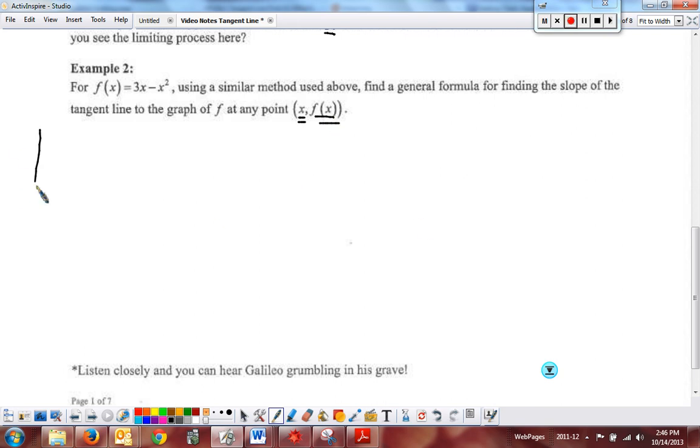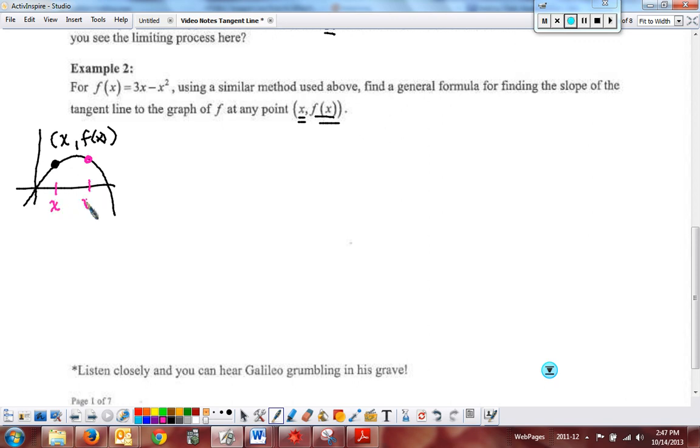So on our little function that we're dealing with, I'm just going to do a quick, simple sketch here. We're going to have our point here, and I'm just going to call it in general x, f of x. I'm going to move over a certain amount of points over to here. So this is x.